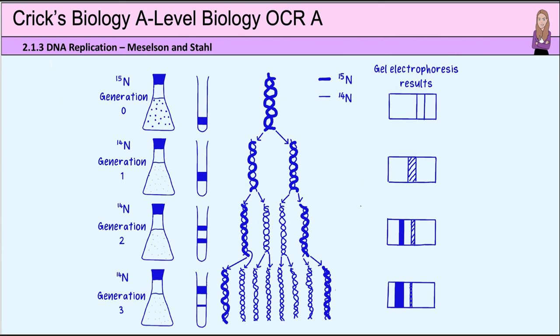This is because the DNA with both nitrogen-14 strands will further form DNA molecules with only nitrogen-14 strands. The DNA molecule with one nitrogen-15 strand and one nitrogen-14 strand will form one DNA molecule with nitrogen-14 strands only, and one DNA molecule with one nitrogen-14 and one nitrogen-15 strand. This is shown in this diagram.